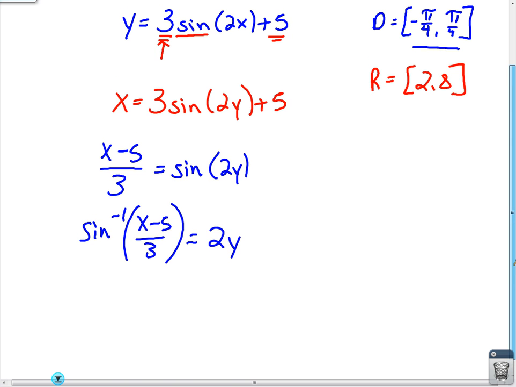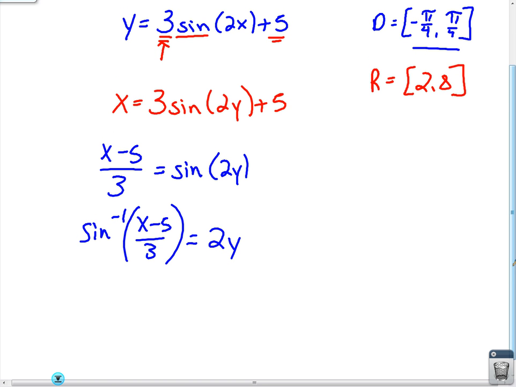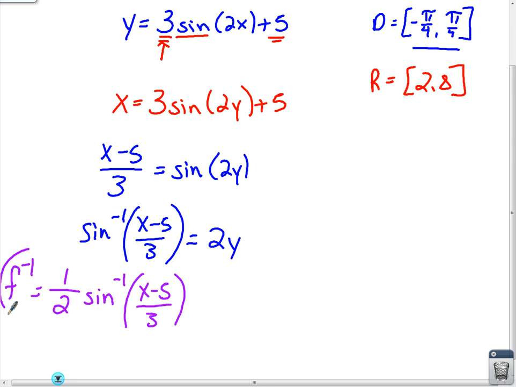To get rid of the 2, we're going to divide by 2, or I would actually rather you multiply by 1/2. It just looks better. So you now have 1/2 times the inverse sine of (x minus 5) over 3 equals y. Or we can now call it f inverse. That's the inverse of f.